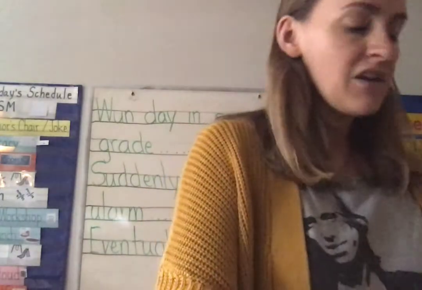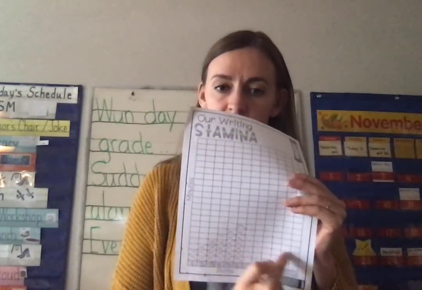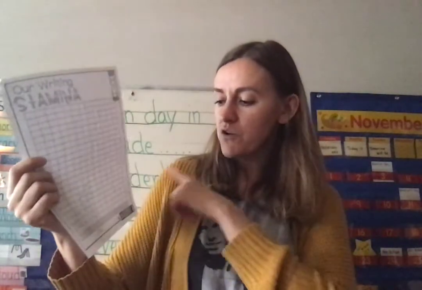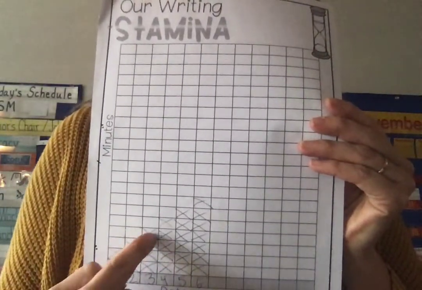When you're done, pull out that writing stamina chart. So I want you to move to the next date. And I included another one of these. So if you ran out of spaces, just work on the next one. So if you have an extra one of these, and I'll keep giving you these so that when you run out, you can do the next one. And so you see how my stamina is going up, up, up, up, up, up, up. Our class goal right now is 13 minutes of writing by yourself.